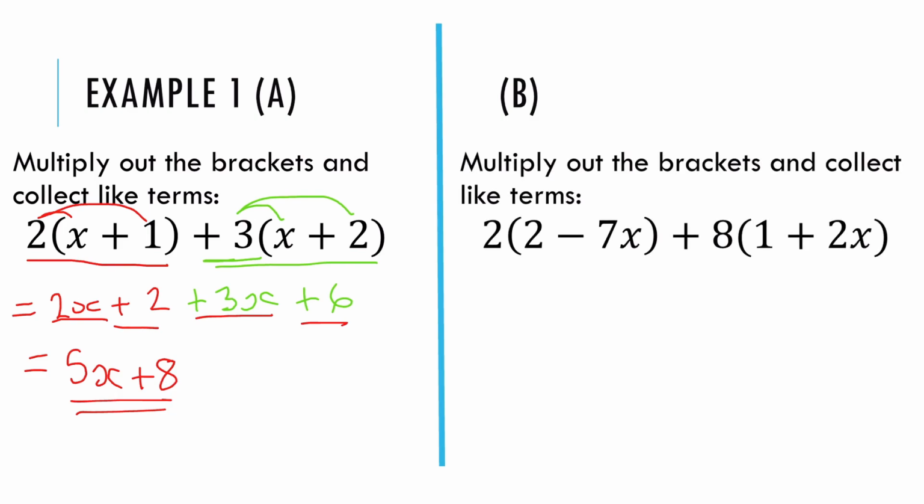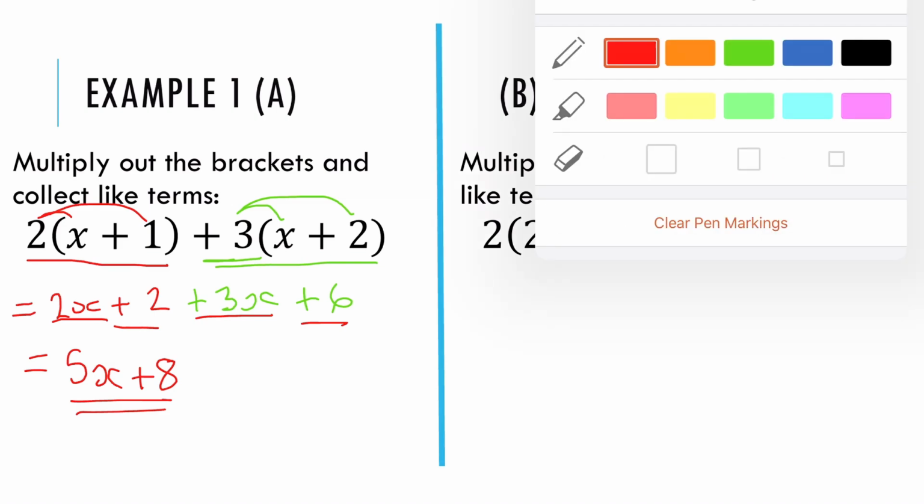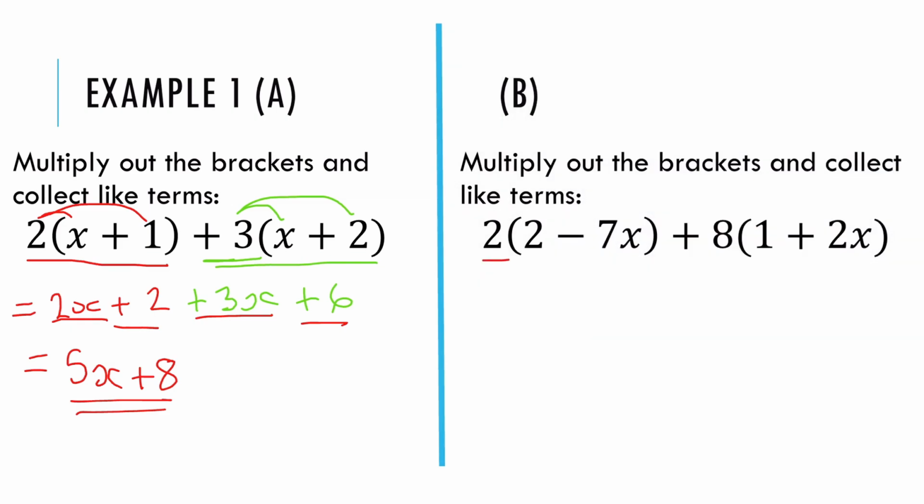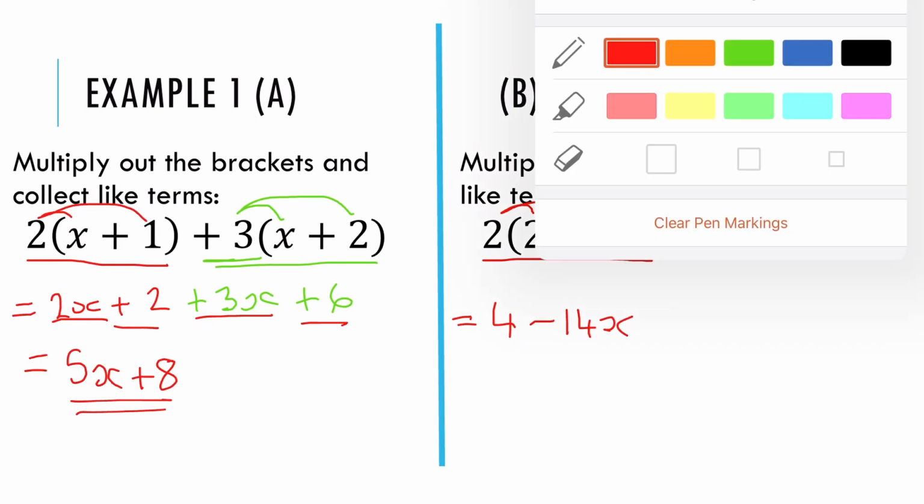Okay, for part B, we're applying the same method. We are beginning by multiplying the first bracket out. So 2 needs to multiply each term inside this bracket. 2 times 2 is 4. Positive 2 times a negative 7x is negative 14x. Because the bracket closes after the negative 7x, we are finished multiplying by 2.